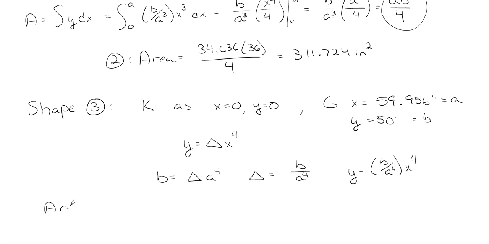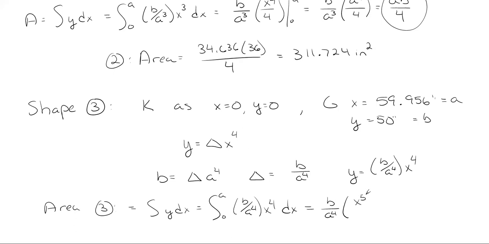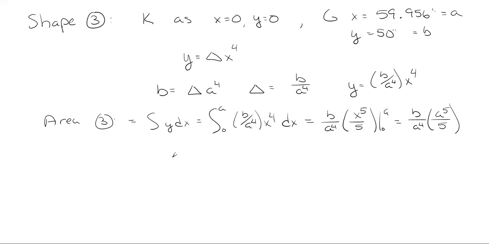So let's find the area under this curve. This would just be equal to the integration of y with respect to x, from 0 to a, of b over a to the fourth, x to the fourth dx. Once again, very simplistic integration here. So we would just have b over a to the fourth times x to the fifth over 5 from 0 to a. And this will just pop out to be b over a to the fourth times a to the fifth over 5. So the area would just be b a over 5.